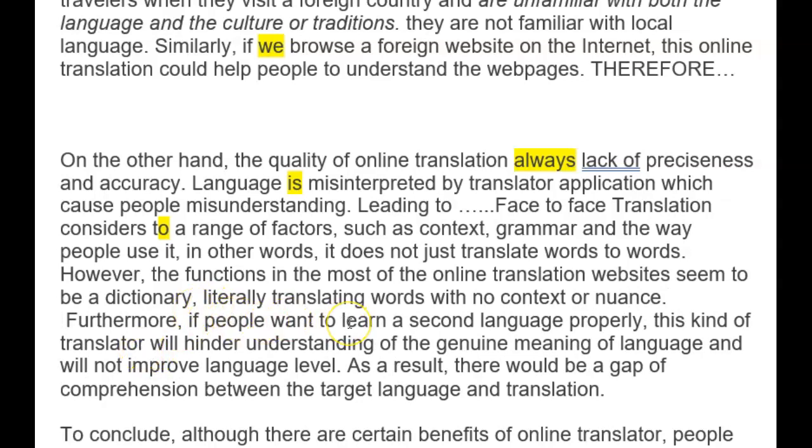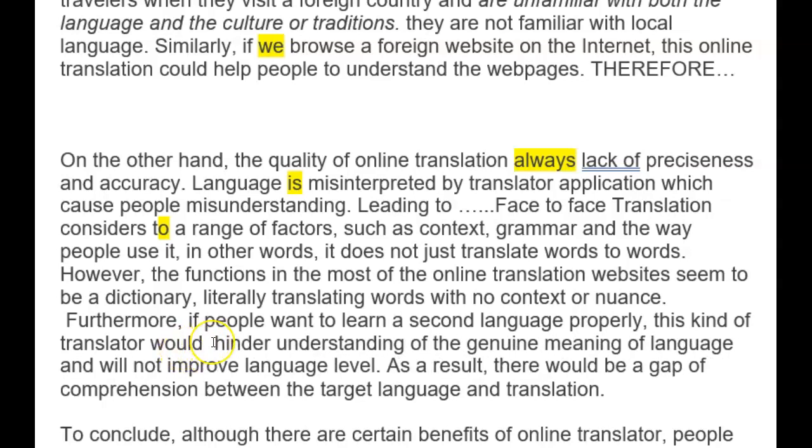Furthermore, why don't you say if people, yeah, this kind of language would will hinder. It's a nice conditional here, but I think you need to mix it. You mix conditional, so put the would in there, because would is where hypothetical would hinder understanding of the genuine meaning of the language and would not improve their language level. As a result, there could be a gap of comprehension between the target language and translation. Good, nice paragraph there.